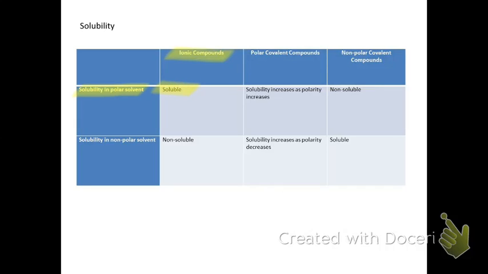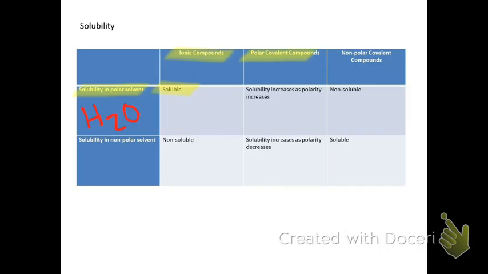Alright? So what we see here is that ionic compounds are going to be soluble in polar solvents, such as water. Water is a great example of a polar solvent. And so ionic compounds are typically soluble in water. Now the degree of solubility can change. Some are a lot more soluble in water than others, but still in general we say ionic compounds are soluble in water because they're attracted to the polar capacity. And so the like dissolves like rule applies there.